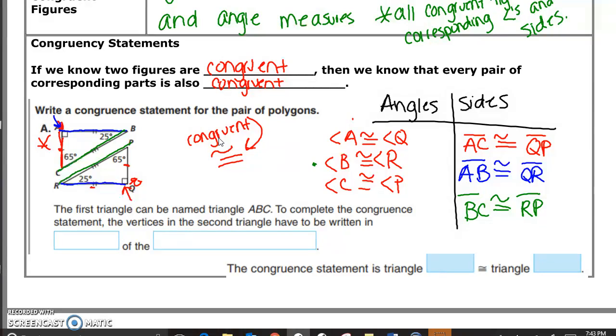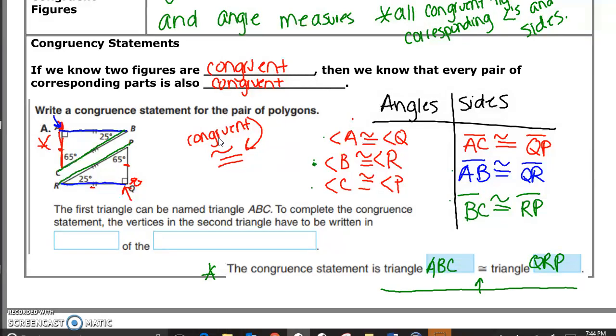Okay, so now we've proven that all the angles have corresponding angles and all the sides have corresponding sides. So we can say a congruent statement here that triangle ABC is congruent, there's that sign, is congruent to triangle. Now this has to match up again. Angle A corresponds to angle Q, so that's got to go first. B corresponds to R, so it has to go in the same order, and C corresponds to P, so in the same order there. So the congruency statement is triangle ABC is congruent to triangle QRP.